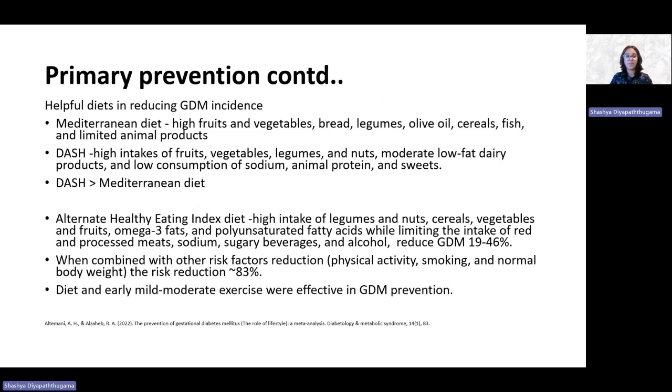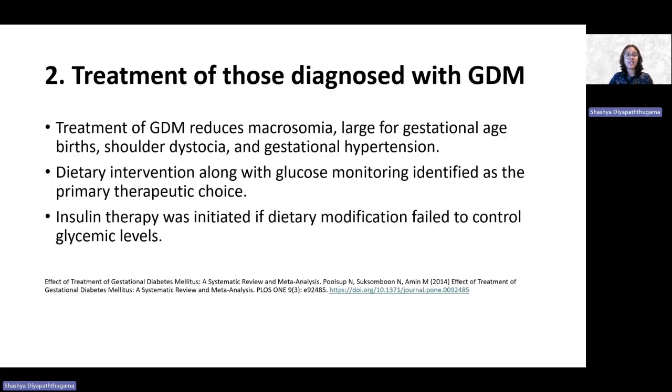of developing GDM. And the second one is for somebody who has already been diagnosed with gestational diabetes, because we need to try to treat the gestational diabetes to prevent consequences like macrosomia and many other consequences that we have discussed in a previous video. So we need to control the gestational diabetes with a proper diet to prevent all these different consequences from happening.